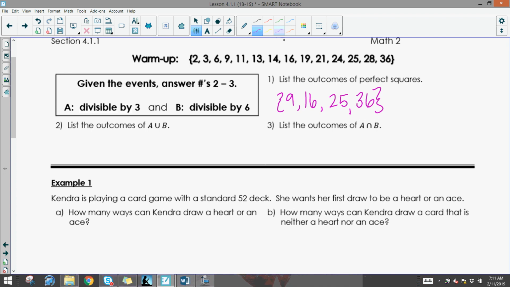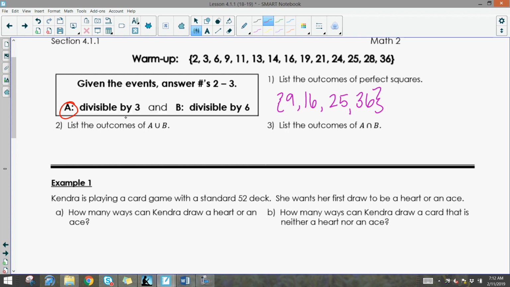Now, you guys, with this next part, this says list the outcomes of A or B, and then list the outcomes of A and B. Before I do either of those, you're going to see me doing a lot of labeling and marking and things like that. This says A, so I'm going to circle A in red. If you have colors, it might help you. Otherwise, come up with something in terms of markings.